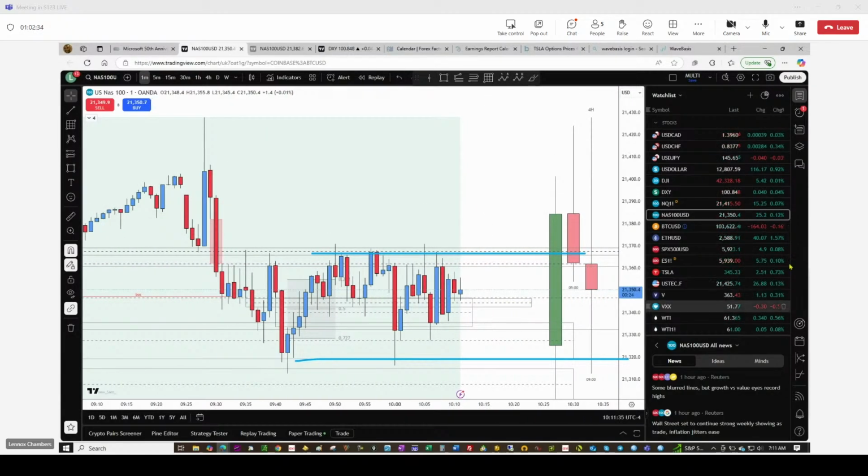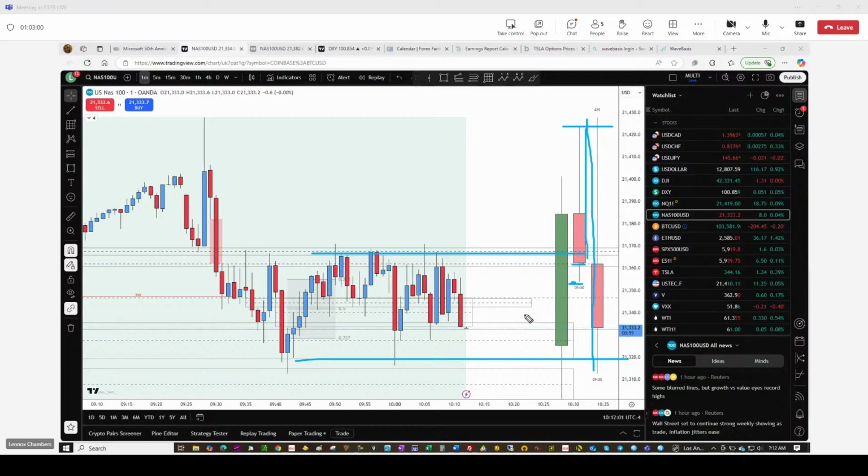My 4-hour candle, you can see the 4-hour candle is a bit neutral. We opened and it looks like we went up, took out the previous high and pulled all the way back down, taking out the previous low on the way down, and now we're trying to push back up. So it's kind of in a neutral to down area, so a little messy.